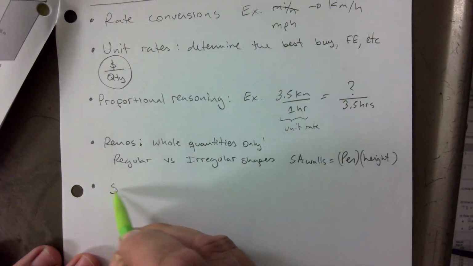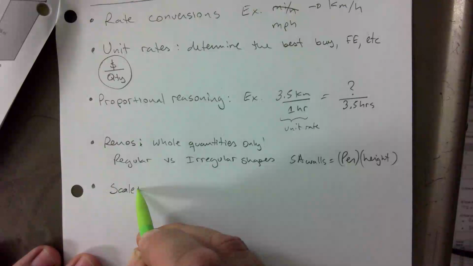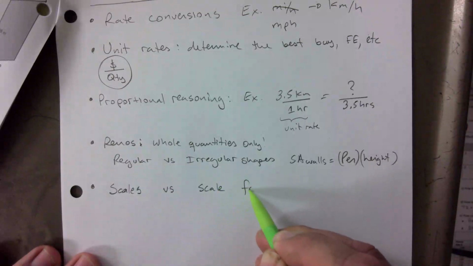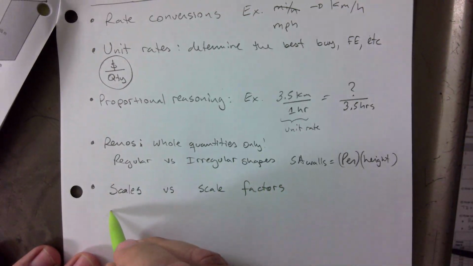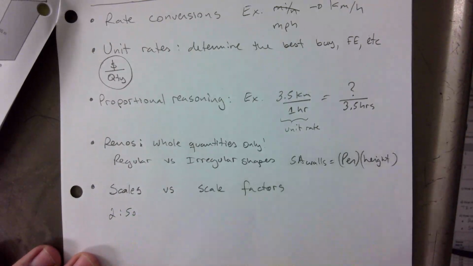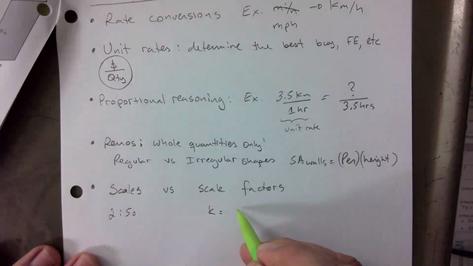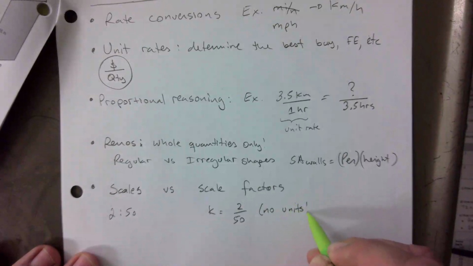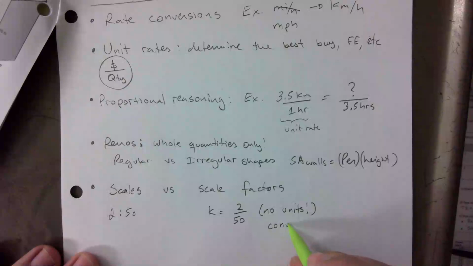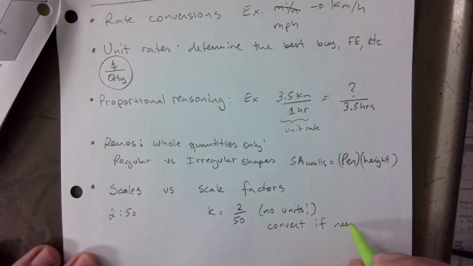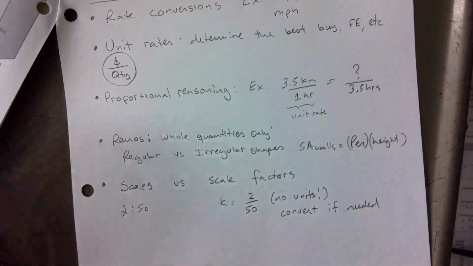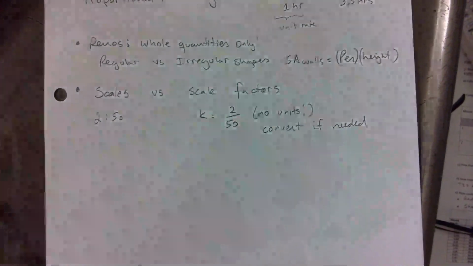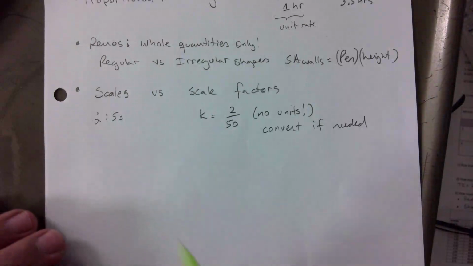You need to know the difference between scales versus scale factors. So you could have 2 to 50, and the scale factor would be 2 over 50. No units. Convert if needed. So you should have this even later on when you're studying for like the cumulative. It's nice to have a checklist at the end. Okay.